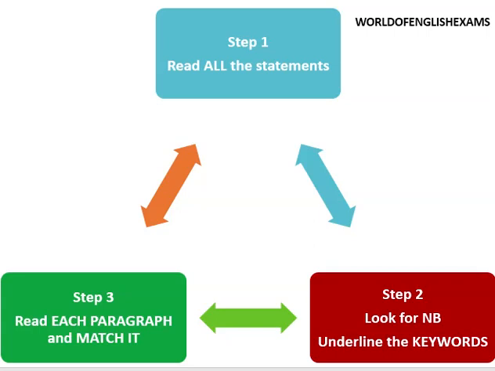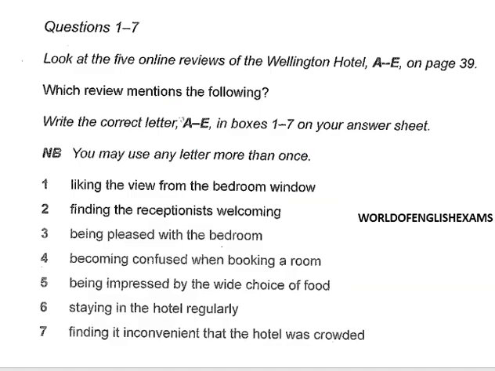Okay, guys, so now let's start answering the questions one after the other. But the first step is going to be reading all the statements. So now let's look at it. Liking the view from the bedroom window. So what is the first statement asking us to underline? Liking the view from the window of the bedroom. So that means somebody is looking from the window of the bedroom and they are seriously admiring the view. They really like what they see.